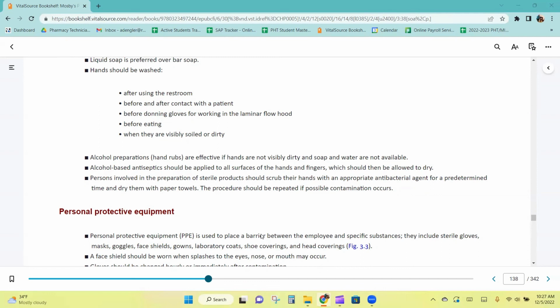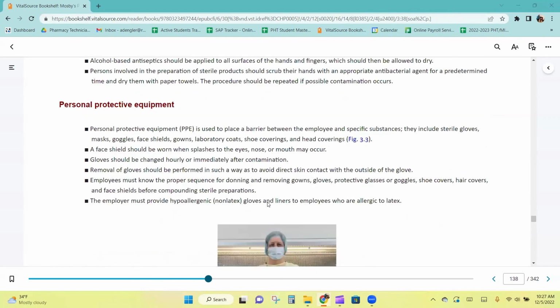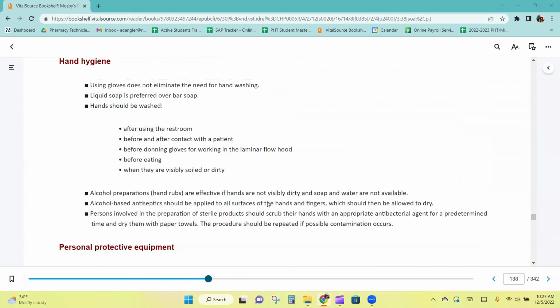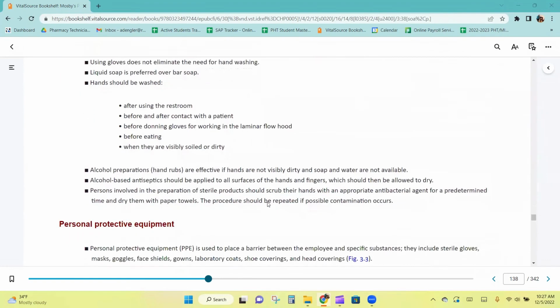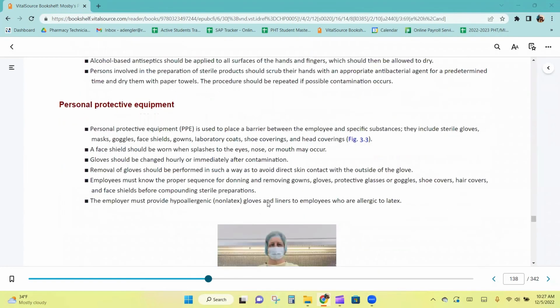Persons involved in the preparation of sterile products should scrub their hands with an appropriate antibacterial agent for a predetermined time and dry them with paper towels. This procedure should be repeated if possible contamination occurs. Personal protective equipment is used to place a barrier between the employee and specific substances. We call it PPE. They include sterile gloves, masks, goggles, face shields, gowns, lab coats, shoe coverings, and head coverings.